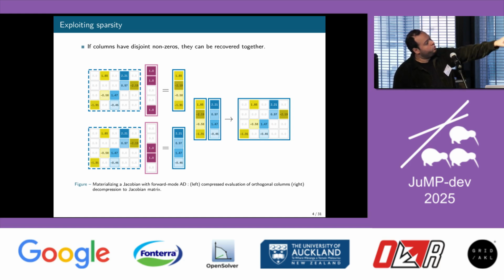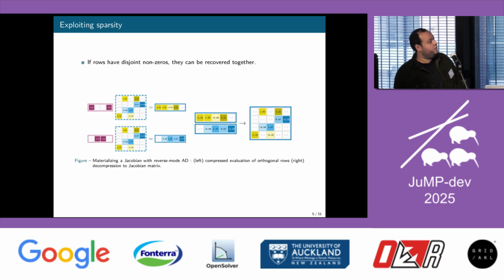So when we have the 2 columns, the yellow and the blue one, and from then after we can do what we call a decompression and recover all the non-zeros needed in a sparse Jacobian. So this is just a quick example of how we can do column coloring. This is row coloring, same idea. It's just depending on the shape of the Jacobian, you want to use one or another.